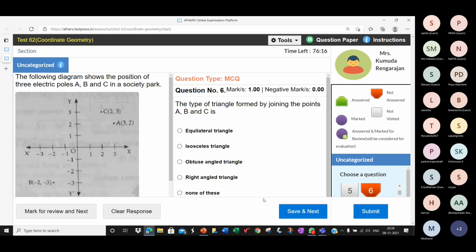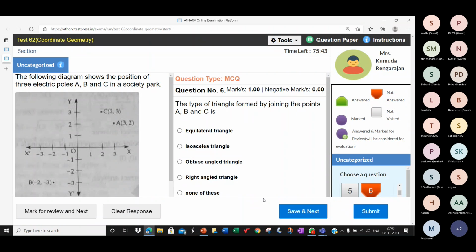How do you check if it's a right angle triangle, ma'am? Yeah, how do you check if it's a right angle triangle? Ma'am, square of AC is equal to square of AB. So if it's a right triangle, then the square on the longest side is equal to the sum of the squares of the other two sides, then the triangle will be a right triangle.